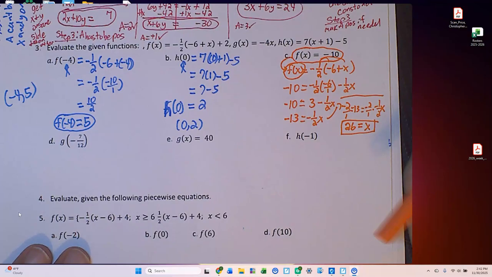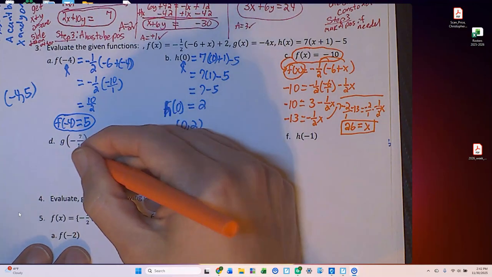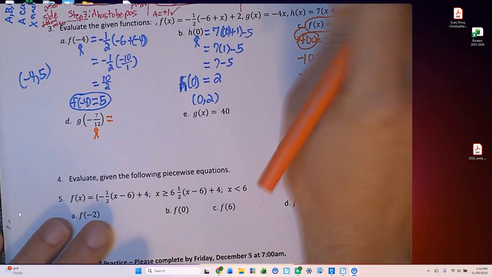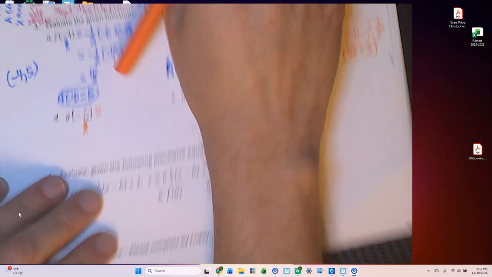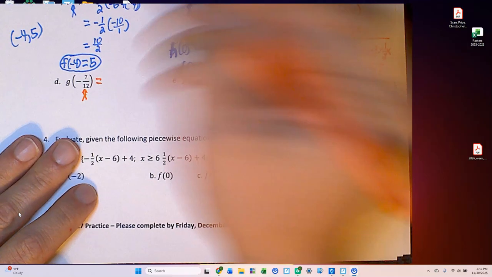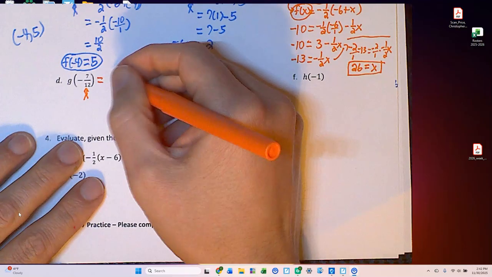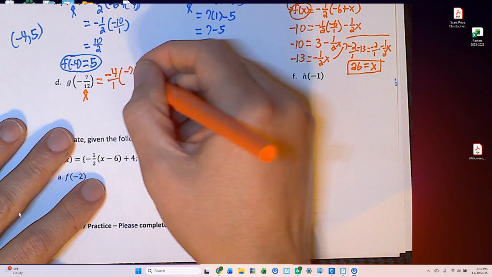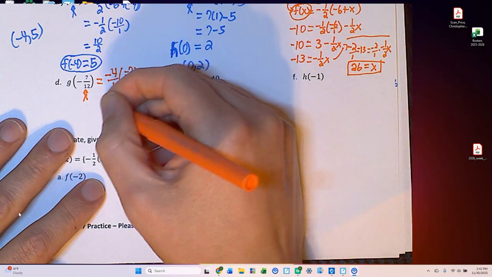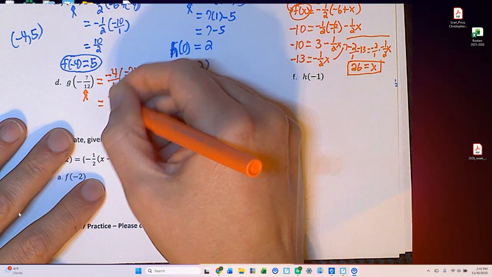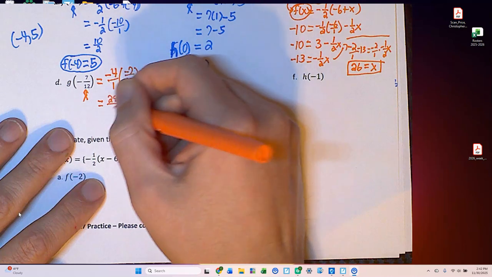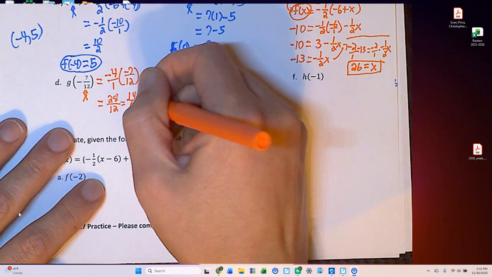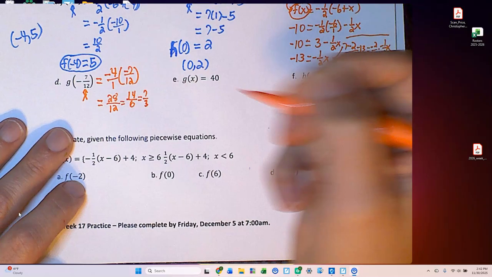Okay, we're finally in the g function. So that means x is the variable in that function. Be 28 over 12. Half them. Half them. So you can't half them anymore.